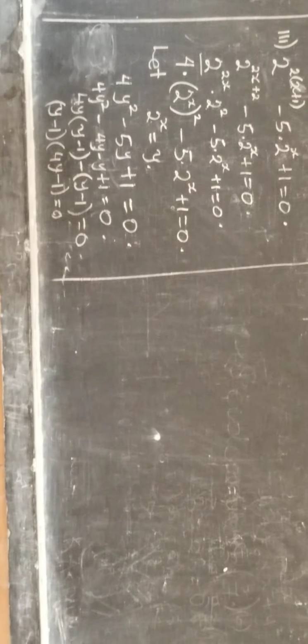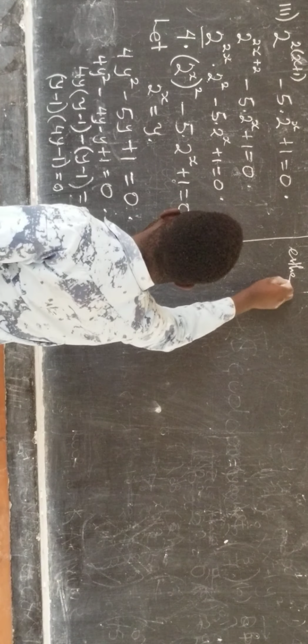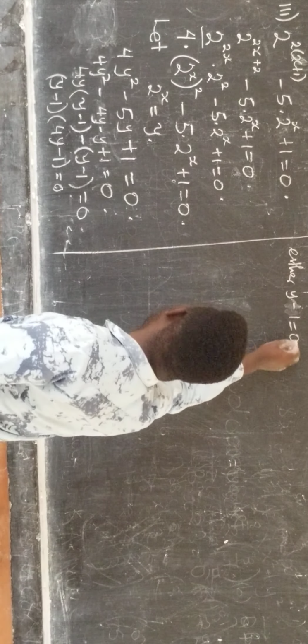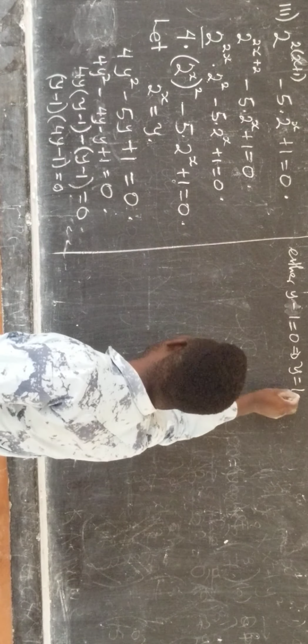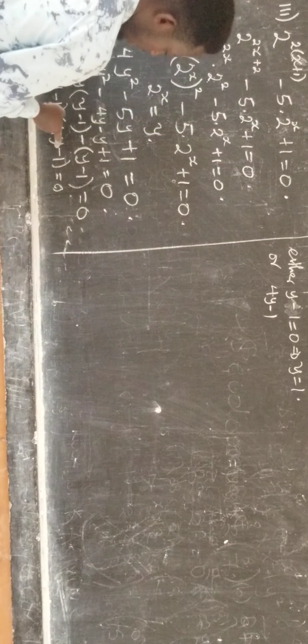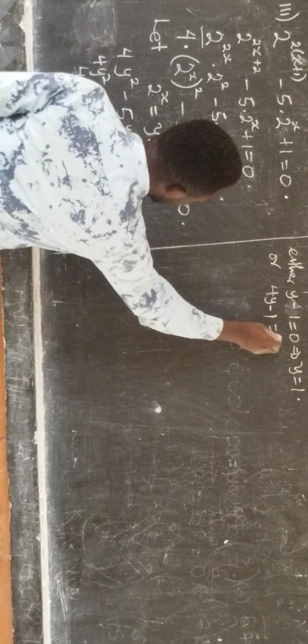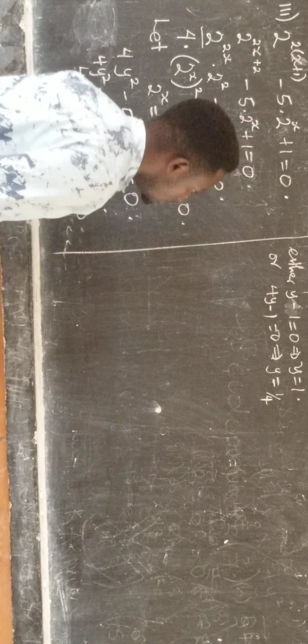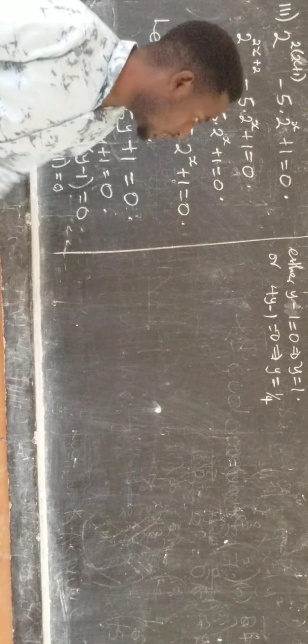So in that case, I will end up with either, because if you have 2 brackets equating to 0, one of them should be 0, otherwise it will not make sense. So either y minus 1 is equal to 0, implying that y is equal to 1, or 4y minus 1 is equal to 0, which implies that y is equal to 1 out of 4. Because this one goes to this side, then you divide both sides by 4.